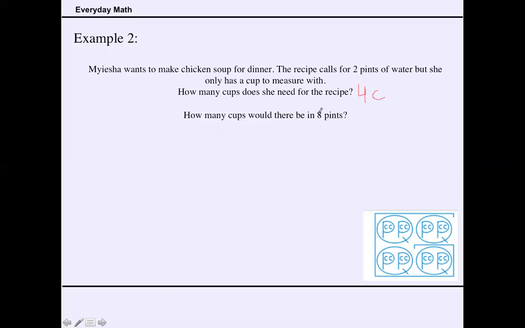How many cups would there be in 8 pints? Well, I can count 1, 2, 3, 4, 5, 6, 7, 8, and count the C's, 2, 4, 6, 8, 10, 12, 14, 16. Or I know that when I go from 2 pints to 4 cups, I'm multiplying by 2.